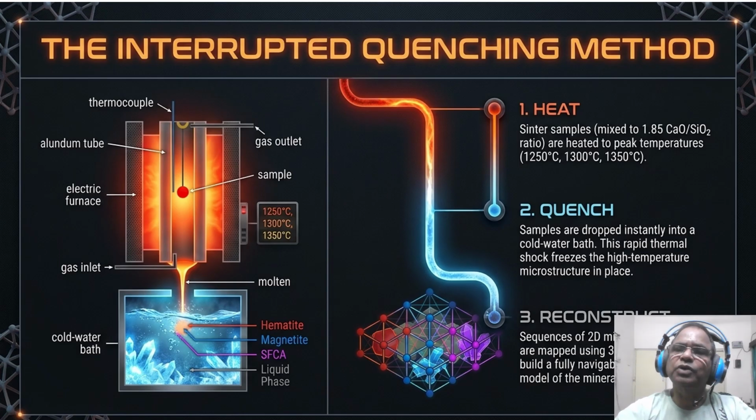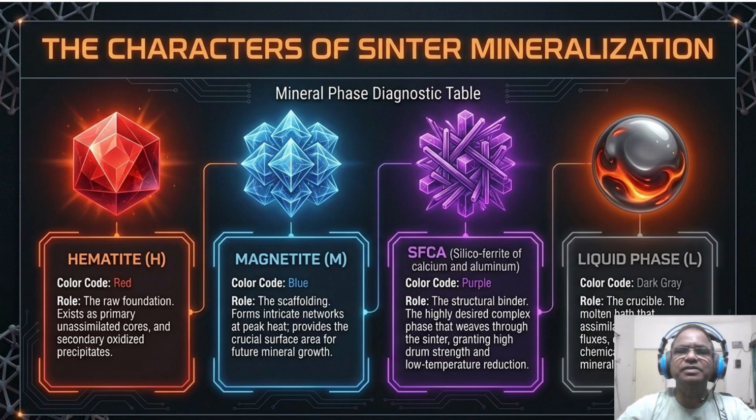Our methodology utilizes interrupted quenching to freeze the high temperature microstructure in place. Sinter samples with a 1.85 basicity ratio were heated to a peak temperature between 1250 degrees centigrade and 1350 degrees centigrade, then quenched in a cold water bath, as shown. Sequence imaging and 3D Slicer software then allowed for a full three-dimensional model of the mineral phases, which is shared on the subsequent slides.